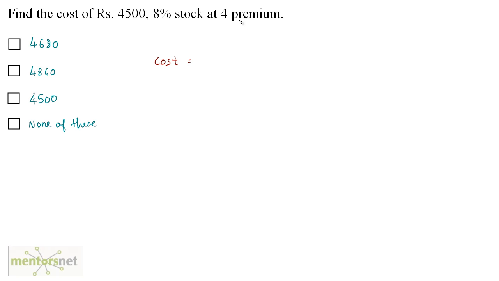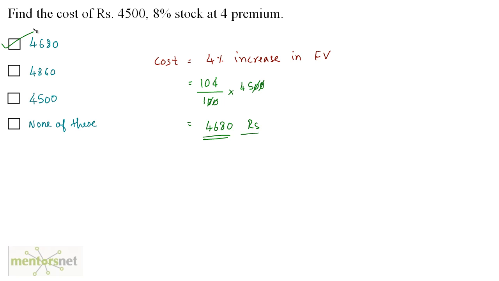That means 4% increase in the face value, right? And that will be 4% increase because it's premium in face value, the face value of all shares. Okay, so this will be equals to 4% increase, means 104%. So 104 upon 100 times the face value is 4,500. Okay, these zeros and these zeros get cancelled out. 104 times 45 gives you 4,680. So this much amount of money will be the cost of rupees 4,500 shares at 8% stock.